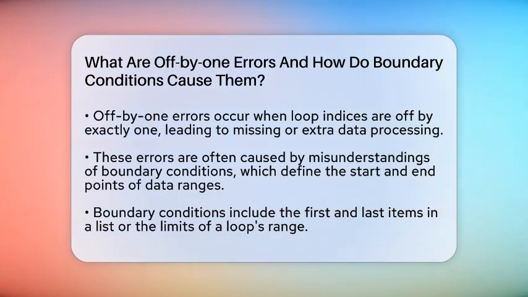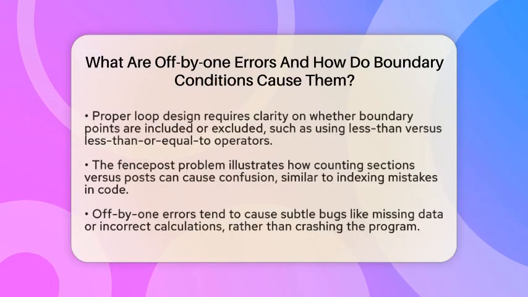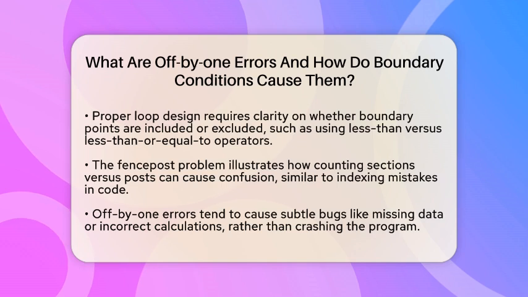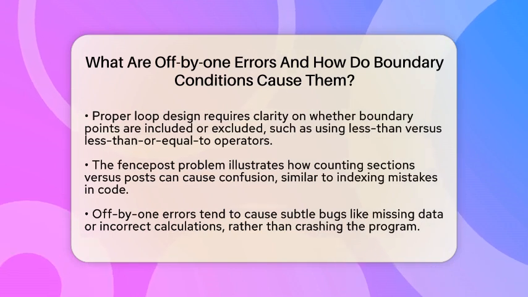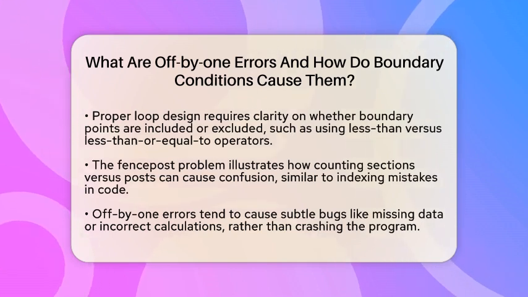When you write a loop to process data, you need to be clear about whether it includes or excludes the boundary points. For example, if you want to process items from 0 up to but not including the length of an array, you should use a less than sign. If you accidentally use less than or equal to, the loop will run one extra time, causing an off-by-one error.